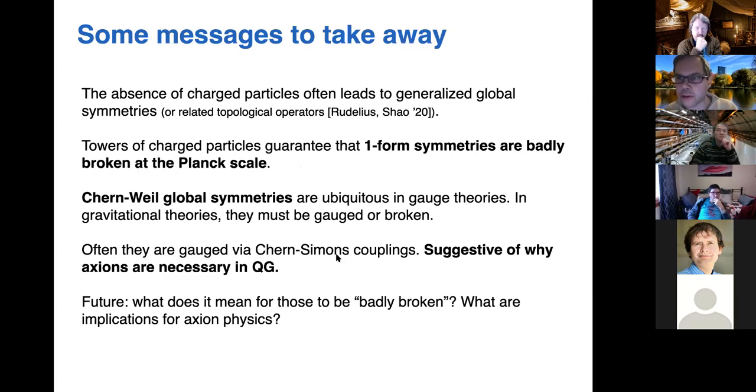And I think a natural question raised by the set of things people have been doing is, I'm telling you that these things are not actual symmetries, but it seems like we get more powerful results if we ask not just for symmetries to not exist at all, but for them to be badly broken at the Planck scale. And so what does it mean for these symmetries to be badly broken at the Planck scale? And can we use that to tell us things about axions? I don't know the answer yet, but I think that is the fun next step to think about.